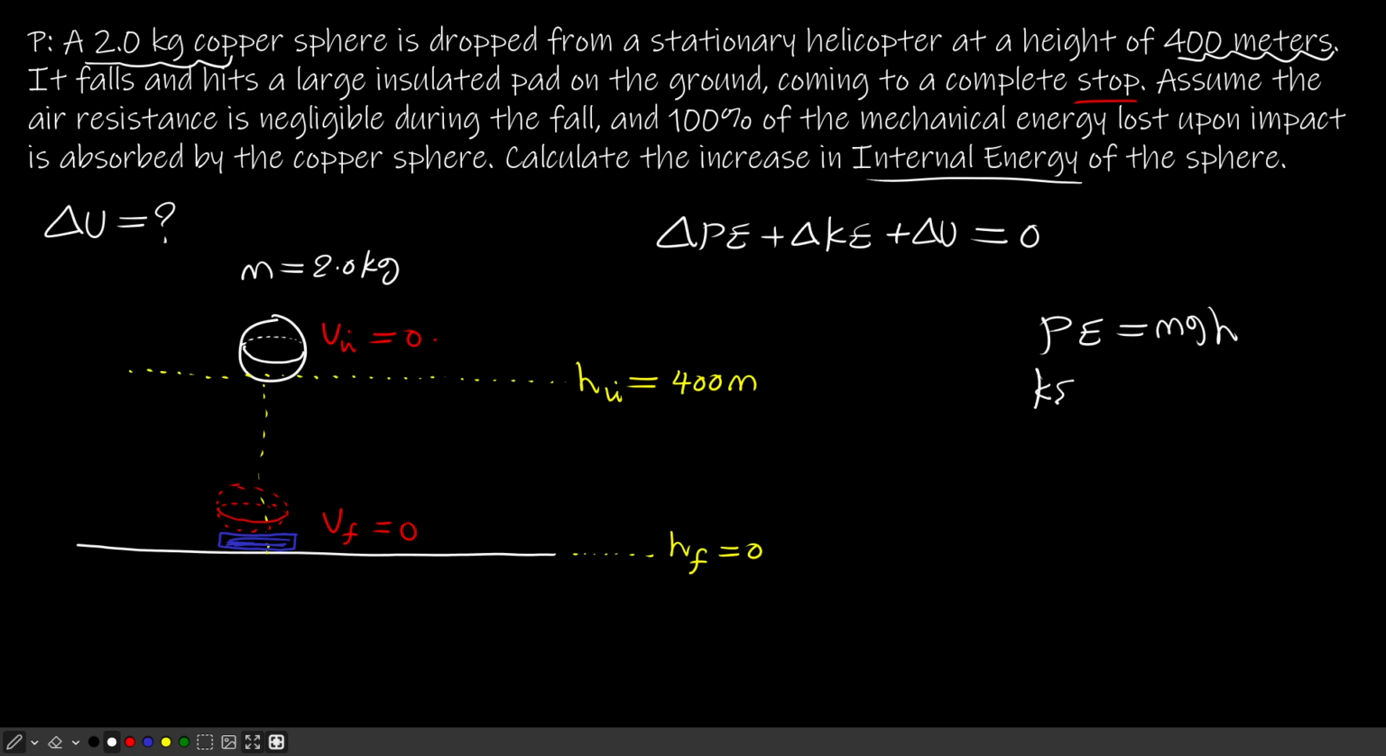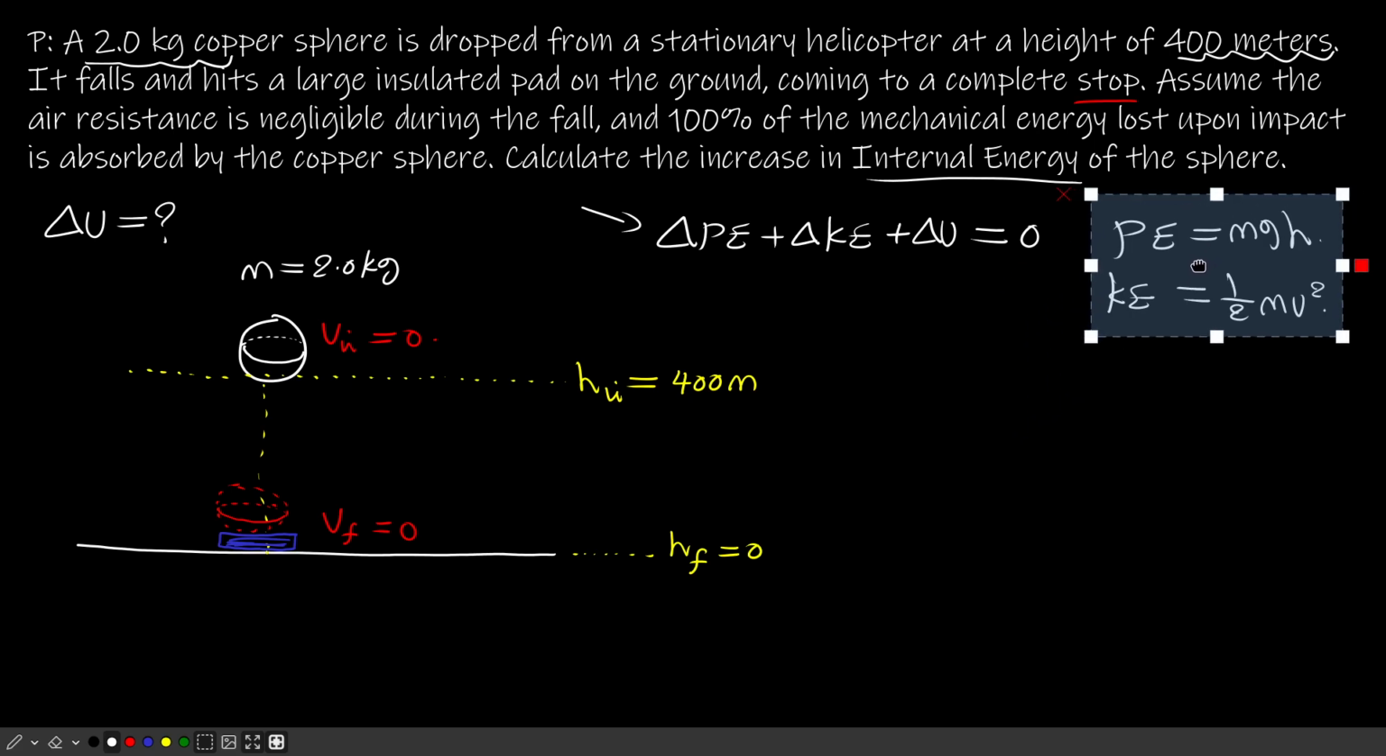Now, kinetic energy in classical mechanics is equal to 1/2 mv squared. That's what we have. But notice, we have a delta symbol. So we have mgh final minus mgh initial, and 1/2 mv squared final minus 1/2 mv squared initial. Alright, let's open these expressions. Let me drag this to here.